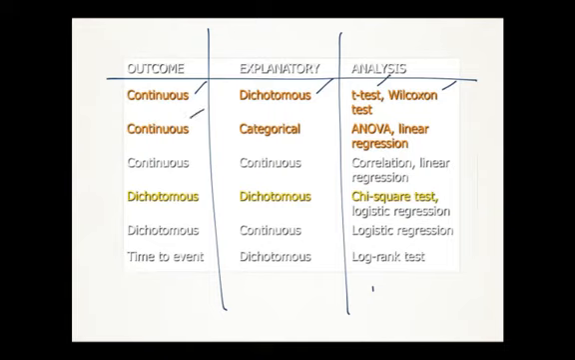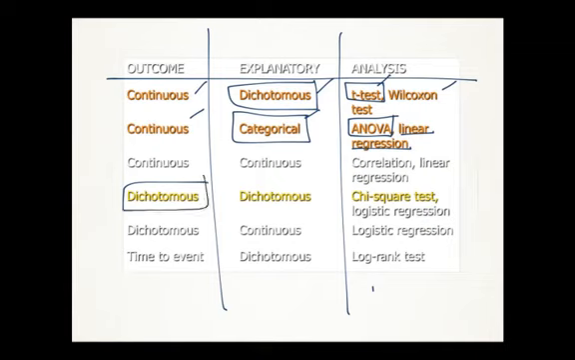Then if we had a continuous outcome with a categorical explanatory variable, which is to say a variable with more than two groups, remember the t-test was for two groups, which is why we had this dichotomous explanatory variable. Now if we have more than two groups, we did ANOVA, the analysis of variance, and we'll see in future lectures we can do linear regression as well. And then today, and in the last session, we talked about a dichotomous outcome with a dichotomous explanatory variable, and we learned about the chi-square test.